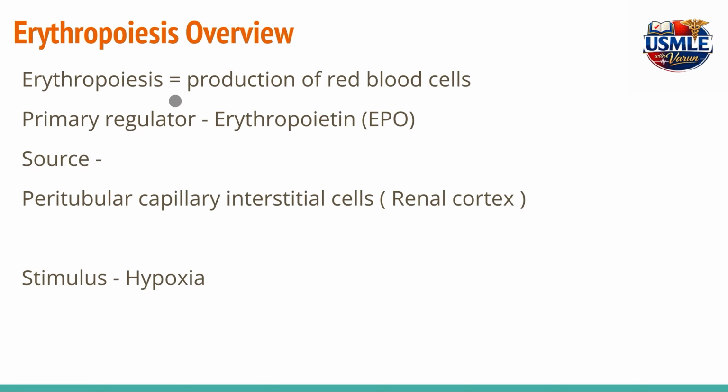Now let's focus specifically on red blood cell production, which we call erythropoiesis. The key hormone here is erythropoietin, or EPO. This is produced by the peritubular capillary interstitial cells that are present in the renal cortex. The main trigger for erythropoietin release is hypoxia. Whenever oxygen delivery is low, the kidney responds by increasing erythropoietin production. This is a very important physiological feedback mechanism. So whenever there's hypoxia, erythropoietin production is increased by the kidneys, and this leads to increased production of red blood cells.